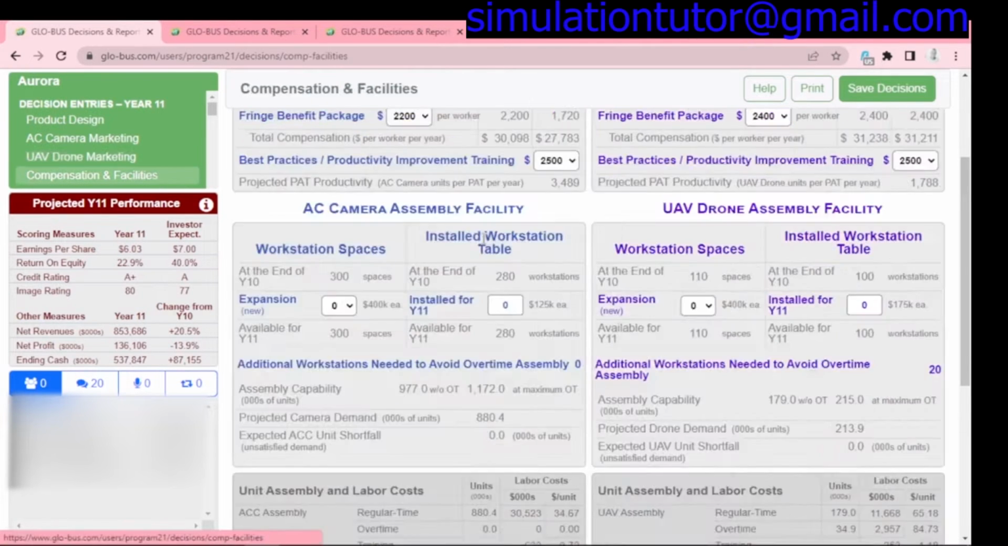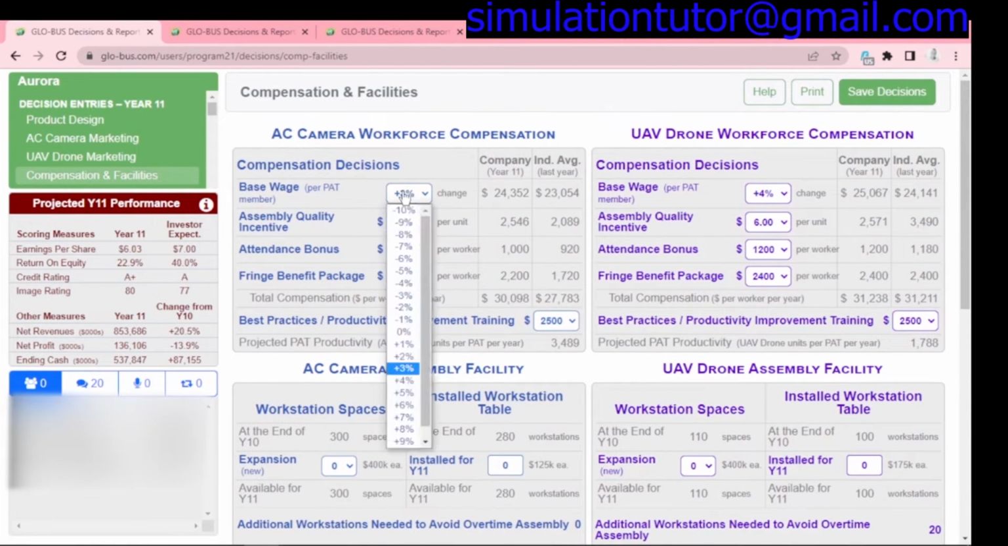Let's go to compensation and facilities. Under compensation and facilities, I think I'll lessen this to 0 so I can compare my company and the industry average. At 0, we are below the industry average, so I think I'll go with the 1%. Let me also do 0 here before I start increasing. So I think 2.50 is a fair price. 950 for attendance bonus, and then I think I can lower this to about 1800.